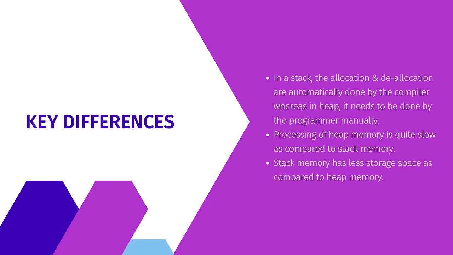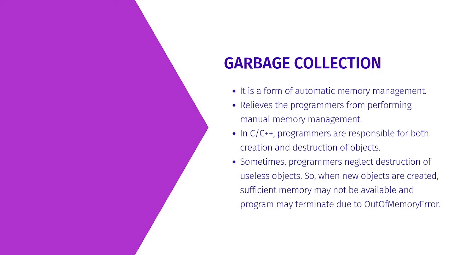So with that being said, let's move on to the final topic of today's session, which is garbage collection. It is a form of automatic memory management. It relieves the programmer from performing manual memory management, where the programmer specifies what objects to deallocate and return to the memory system and when to do so.